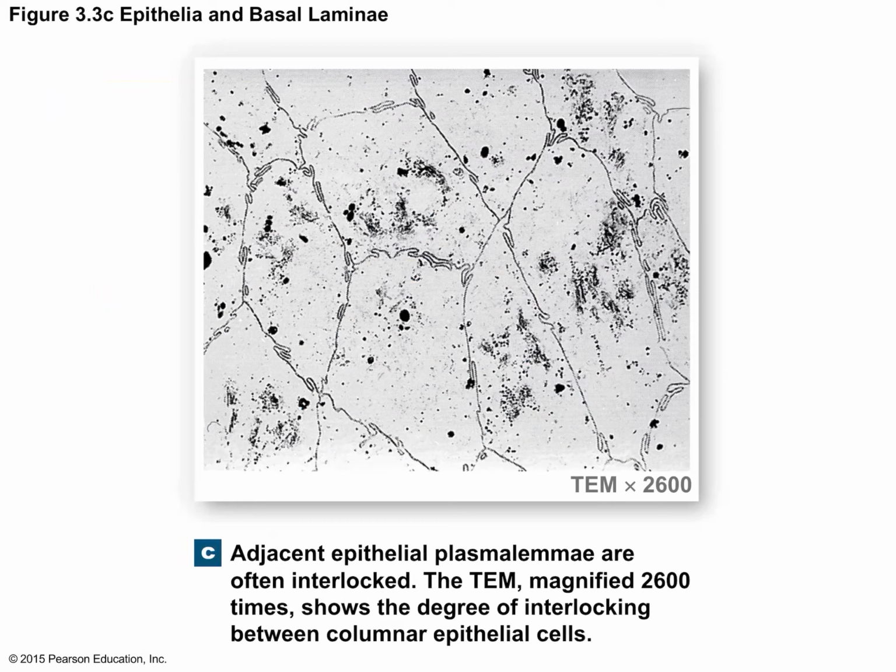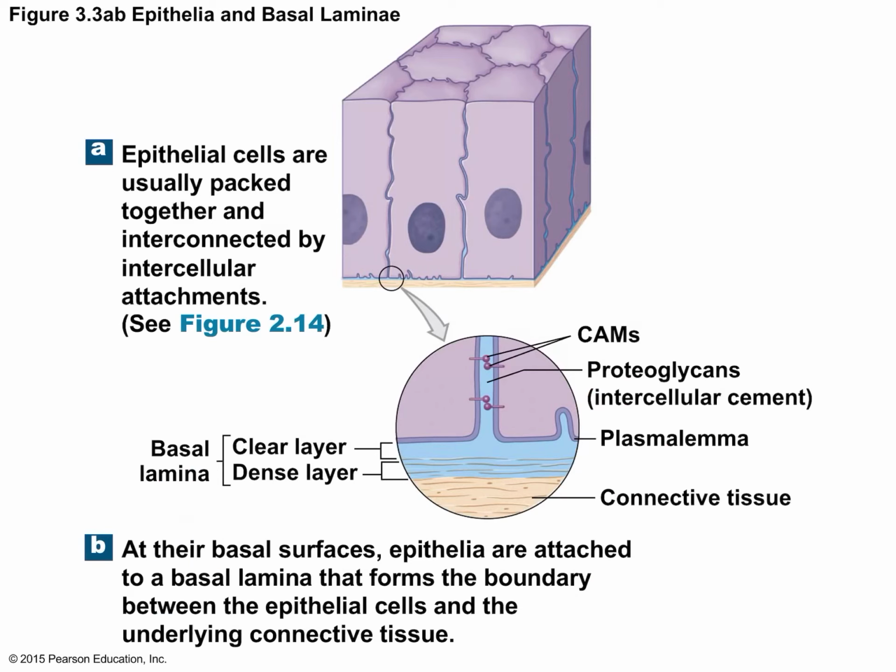So this is an actual TEM of a bunch of epithelial cells. And you can see the border. It's not a straight line, right? They're interlocking with each other with these little finger-like projections. The membranes are interlocking in that way. So that's just an extra way that these epithelial cells stay together. So here's another image of something like that.